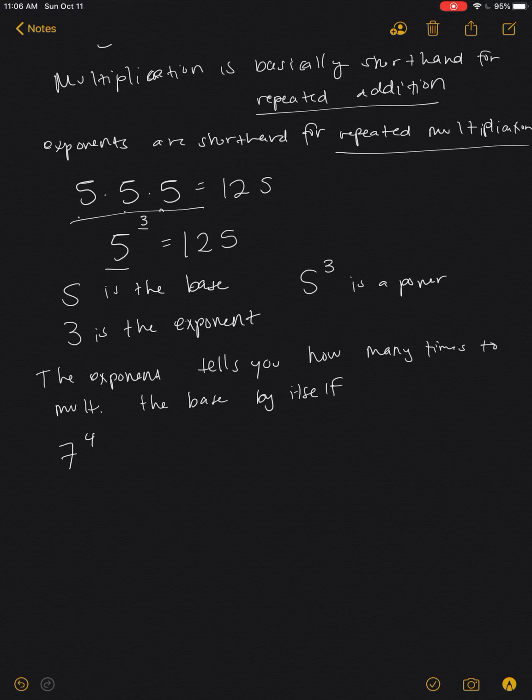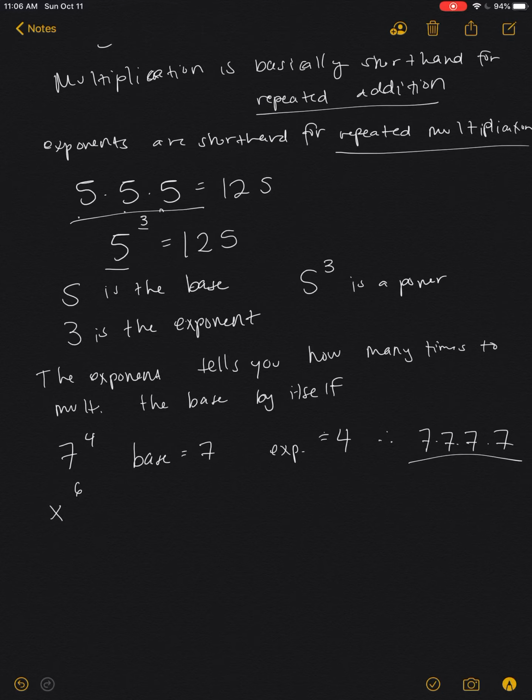If we had 7 to the 4th, the base is 7 and the exponent is 4. Therefore, if your calculator doesn't have an exponent feature, you could just go 7 times 7 times 7 times 7. We multiply it by each other 4 times.